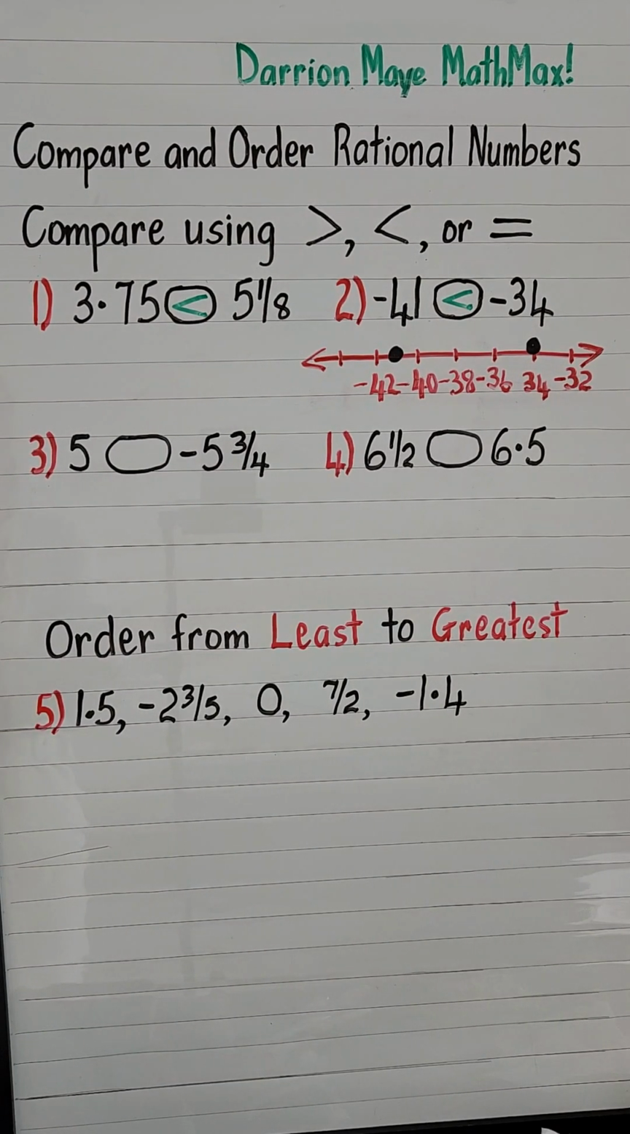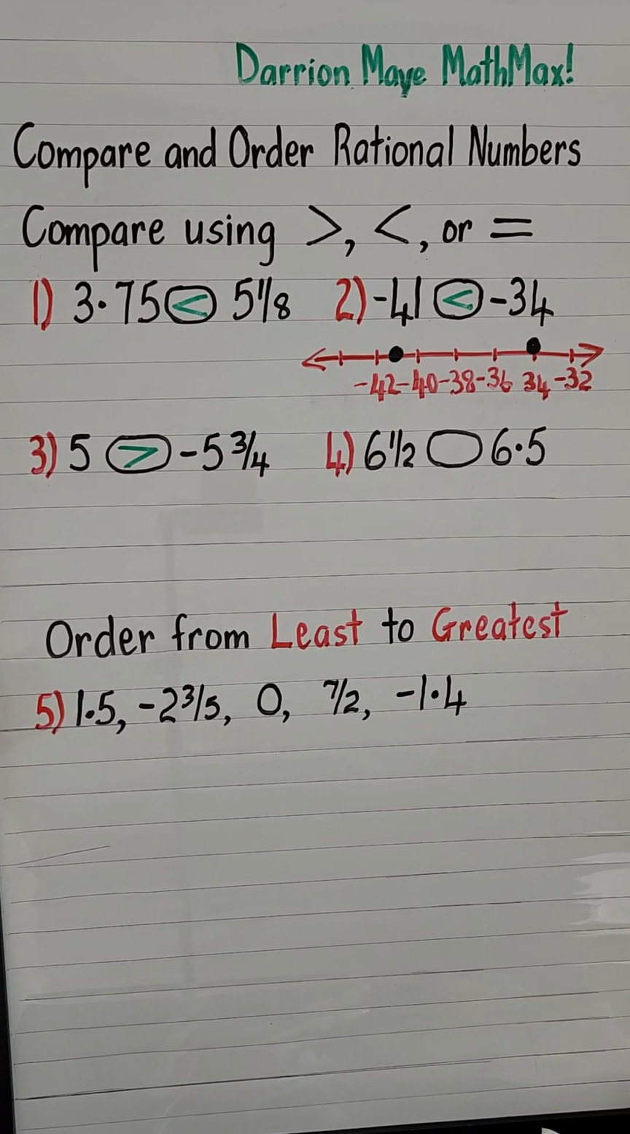Next, 5 compared to negative 5 3/4. And we look at the two numbers, and we know that 5 3/4 is a little bit more than 5. But when it comes to negative numbers, a negative number is always less than a positive number. So therefore, 5 is greater than negative 5 3/4.